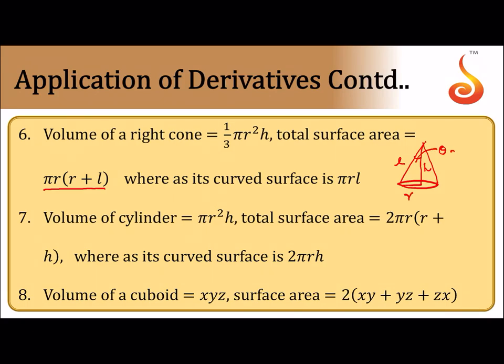Volume of a right circular cone is 1 by 3 pi r square h. Total surface area is pi r square plus pi r l. This is the cone, and this is the height h. This is called the lateral surface area. This is r. This is also called the semi-vertical angle.